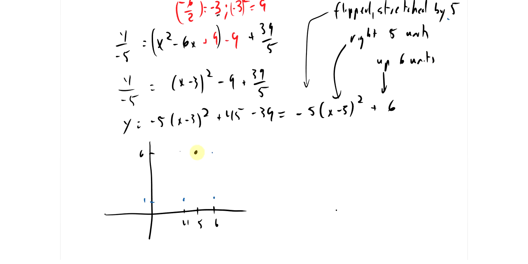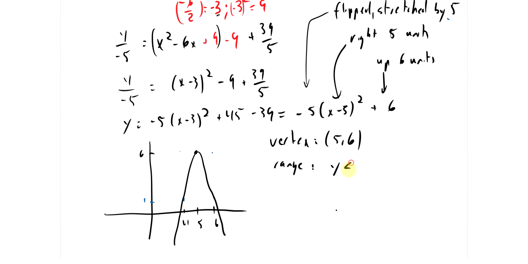Great. So now we have the graph we can draw. It should look like that. So what's my vertex? 5, 6. What's my range? It's y less than or equal to 6, because that's the top of the graph, and we're only looking at the y's beneath that.